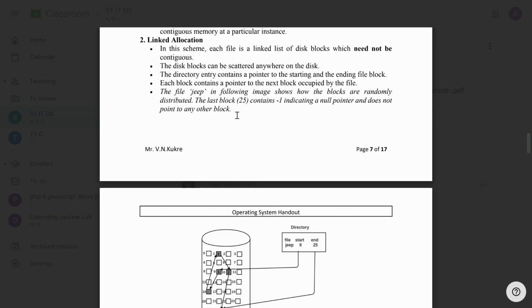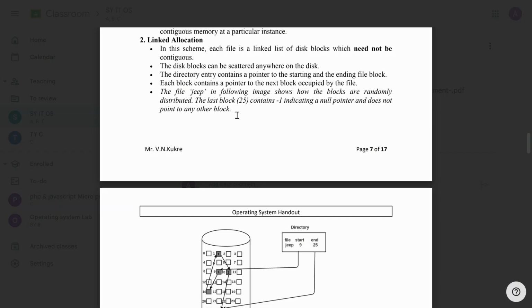Now the disk blocks can be scattered anywhere on the disk, because we have to provide the pointer to the link. So it is scattered all over the disk. The directory entry contains a pointer to the starting and the ending file block. Each block contains a pointer to the next block occupied by the file. Each block has a pointer that points to the next block.